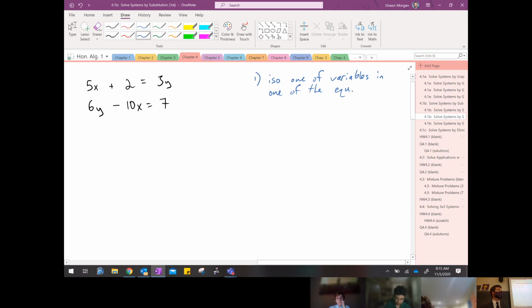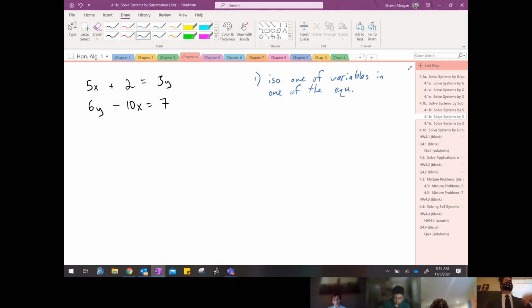All right, now here's a little piece of teacherly advice. If I were you, I would pick the variable that has a coefficient of 1, if there is one. Now, that's not always going to happen, as in this example, it doesn't happen. But if you can, try and pick one where there's a coefficient of 1. It makes your job a little bit easier.